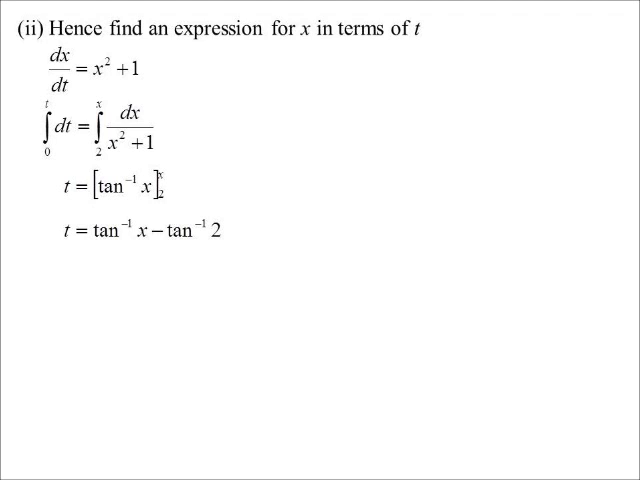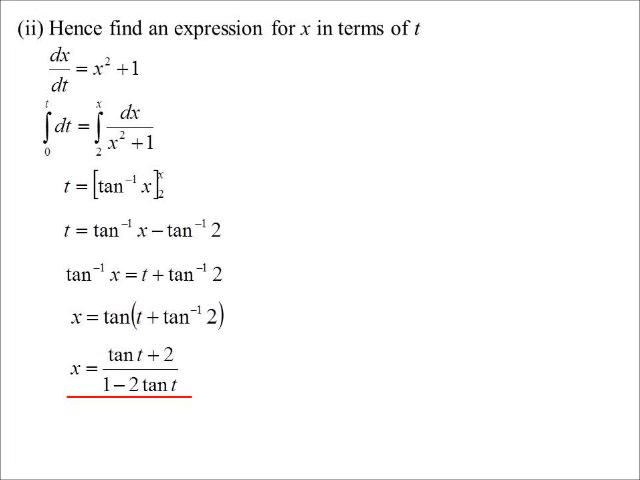Want to make x the subject. Inverse tan of x is t plus inverse tan 2. To undo the inverse tan, we tan. So tan of t plus inverse tan 2. Of course, that's how mere mortals would leave it. Us super mathematicians, well, it's the tan of alpha plus beta, so tan plus tan on 1 minus tan tan.